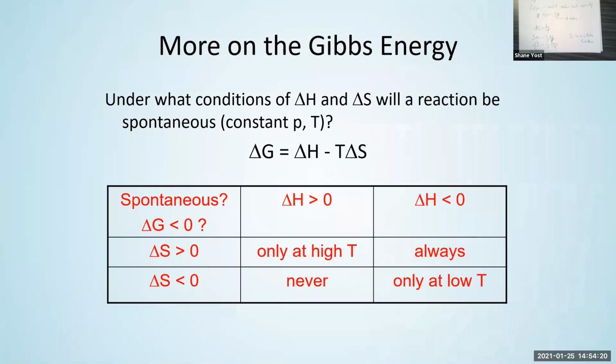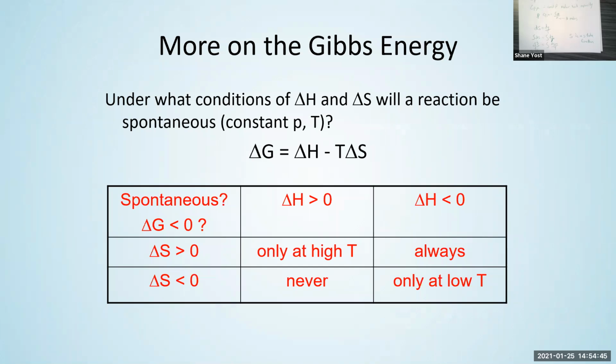Similarly, if delta S is less than 0 and delta H is greater than 0, both of those things are not favorable and not what I want to do spontaneously. And so that process will never be spontaneous. You'll never have a reaction spontaneously occur if the entropy change decreases and the enthalpy change increases. Never going to occur spontaneously.